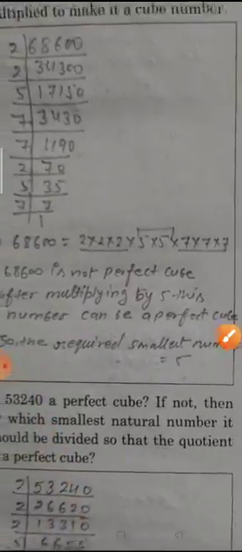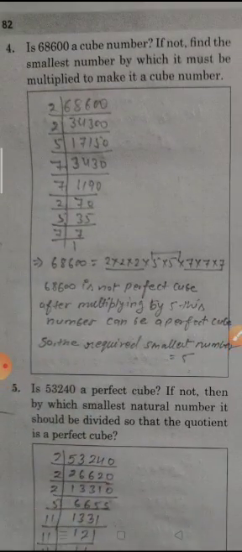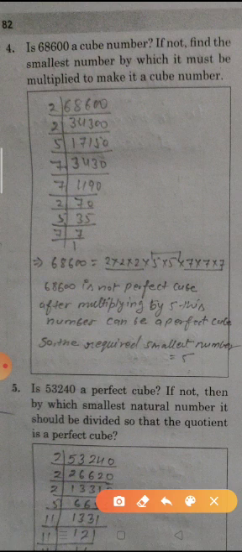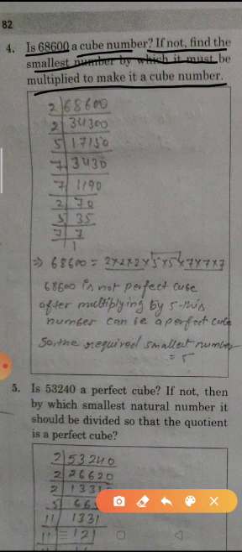Question number 4. Is 68,600 a cube number? If not, find the smallest number by which it must be multiplied to make it a cube number. So students, first we find the factors.